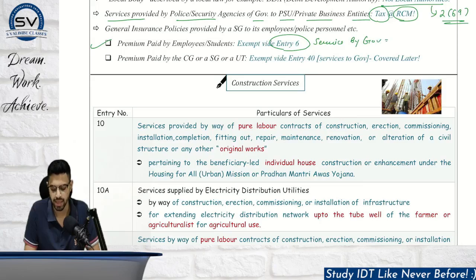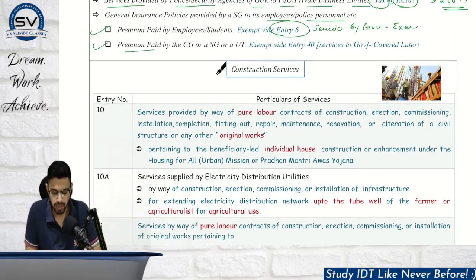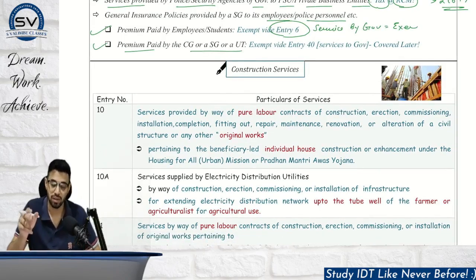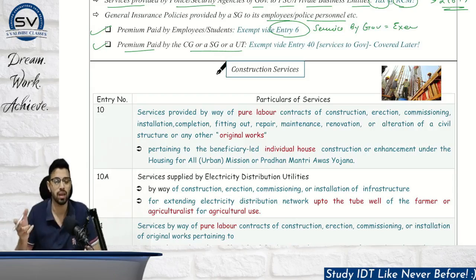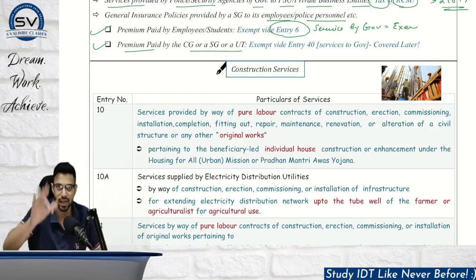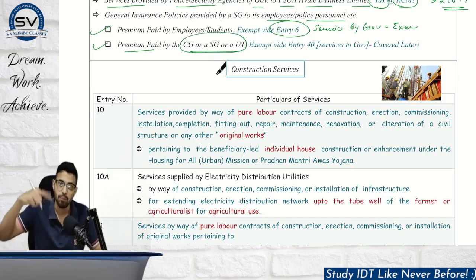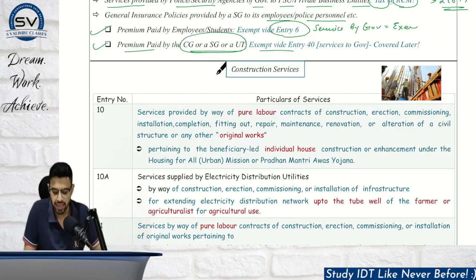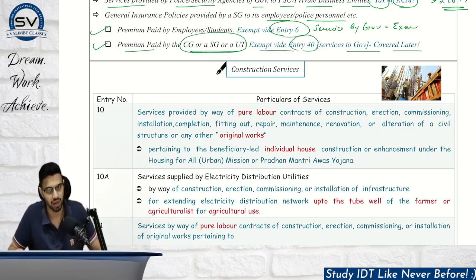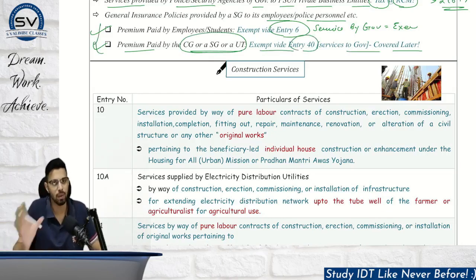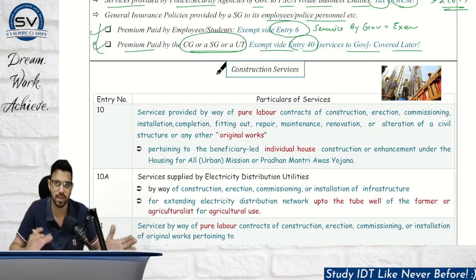That stands exempt. Also, these employees and police personnel, they are not any kind of business entity, so that is exempt. But now understand, when the premium is paid by the government, it will constitute a supply of service to government. Why? Who is the recipient? Recipient is the person who pays the consideration. If government is paying the consideration, then government is the recipient. So I am providing a service to government which is exempt under entry number 40, which we will cover later. So regardless of who is paying premium, exemption stands, but the reason for exemption differs.